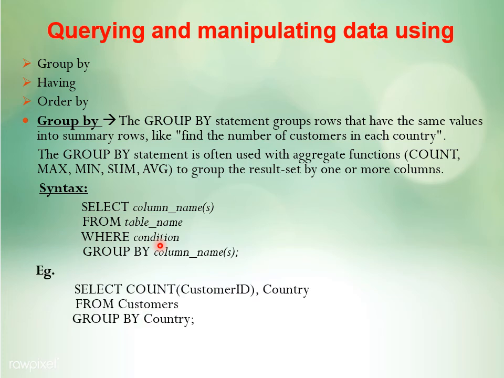So this is the example: select count customer ID, comma country from customers group by country. So it will group elements country-wise from the customers table, and it will show, after counting, the number of customer IDs available and the name of the country.